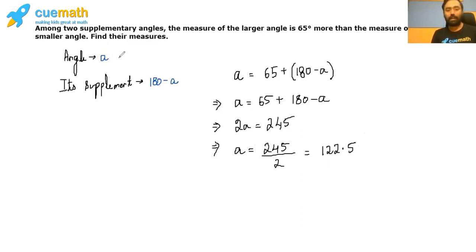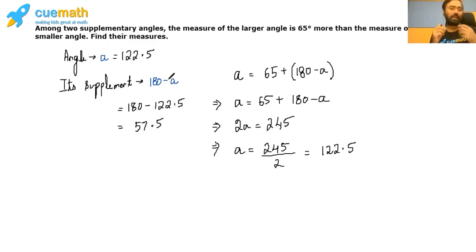So the value of the first angle A is 122.5. Now let's see what is the value of its supplement. Let's substitute the value of A here. So 180 minus 122.5 would give us 57.5.